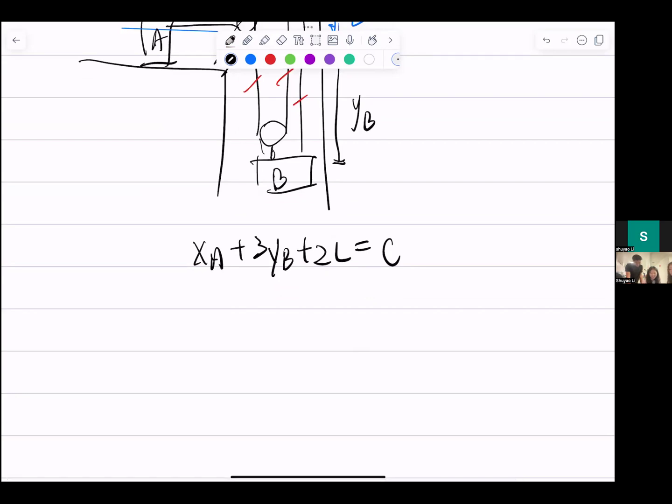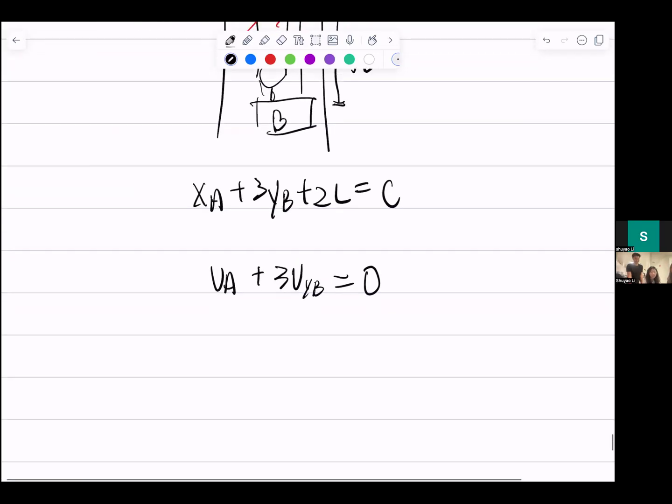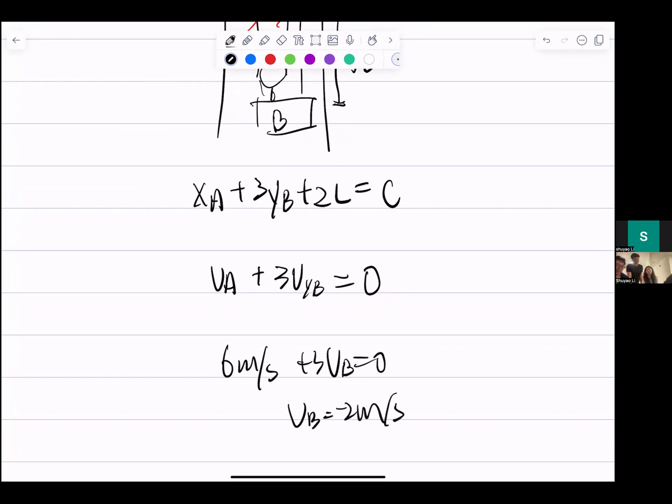Let's derive this equation. If we take the derivative with respect to time, then we have vA plus 3vB, plus 0 because 2L is a constant. When you derive a constant, it's 0. And for vA, we know it's 6 meters per second, so 6 meters per second plus 3vB equals 0. So my vB equals negative 2 meters per second.